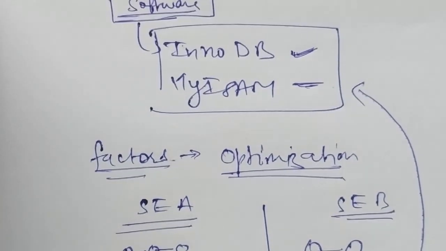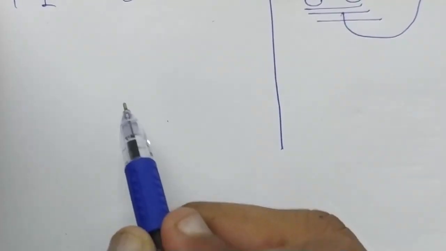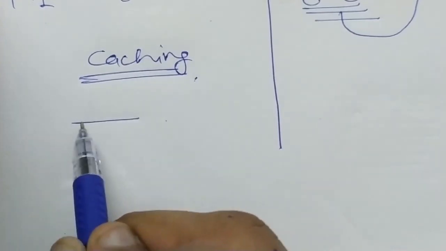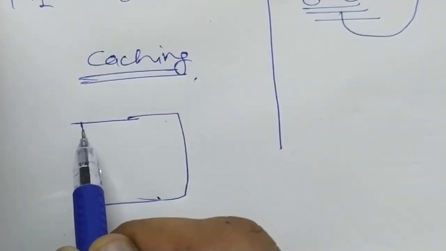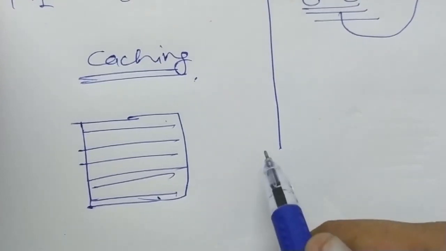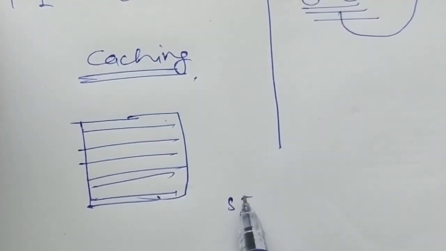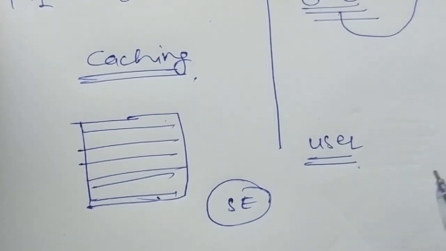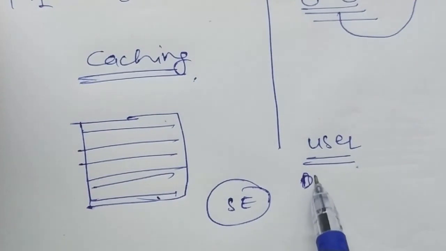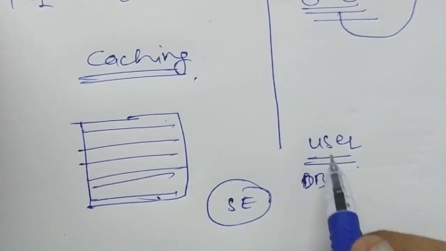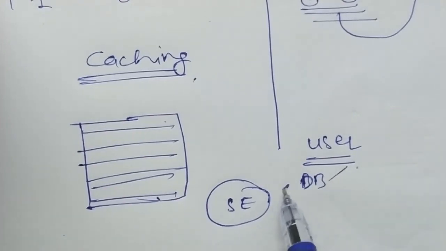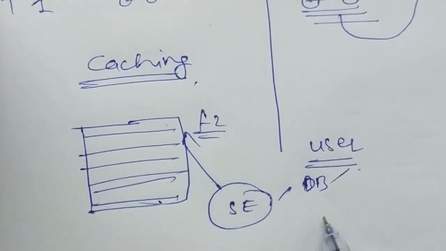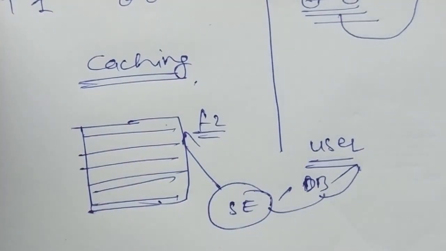So InnoDB is widely used, and there is one more concept that you should know, which is caching. So what happens is, let's say there is a table and it has multiple entries, and this is the storage engine here. So the user asks the database, and then the database asks the storage engine to get the first 2 rows of this table. Okay, so it fetches the first 2 rows and gives them back to the user.